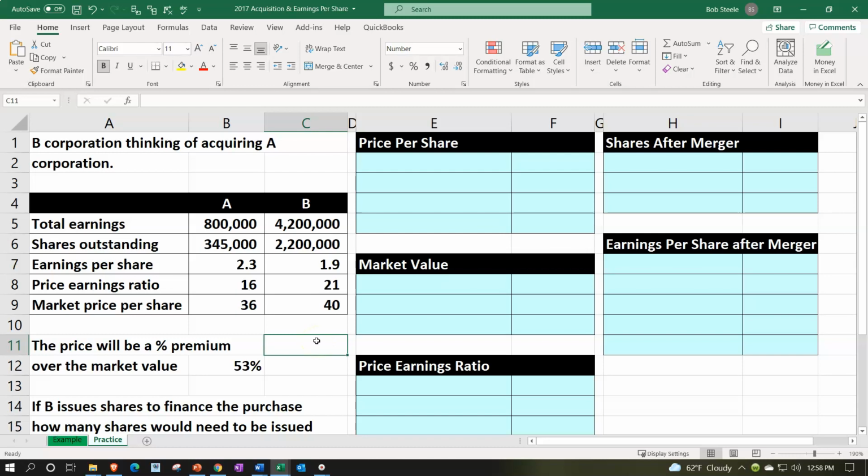Here we are in our Excel worksheet. If you have access to the Excel worksheet and would like to follow along, note that we're in the practice tab as opposed to the example tab. The example tab, in essence, being an answer key.